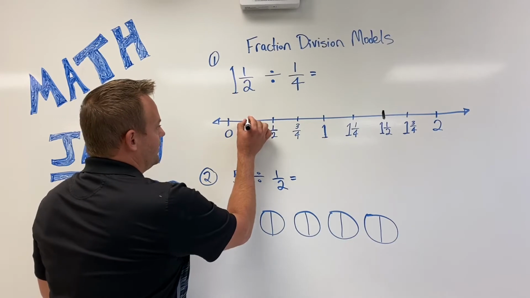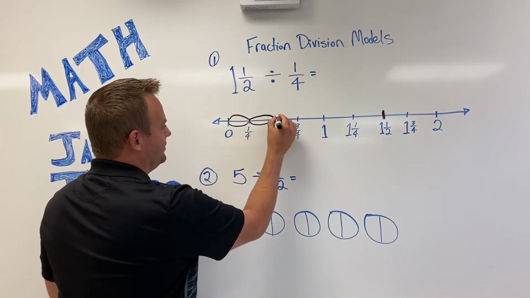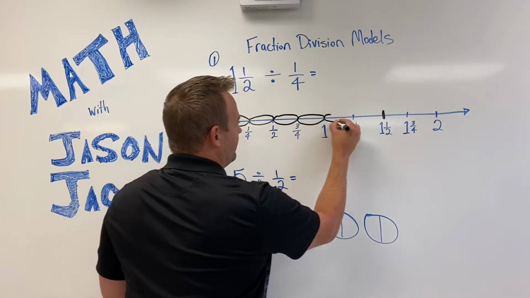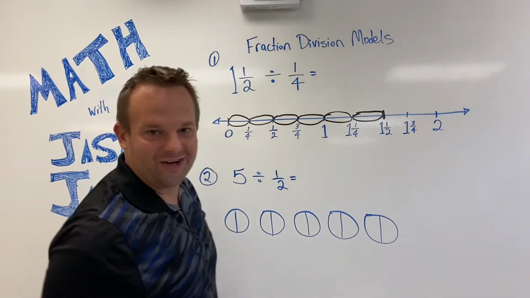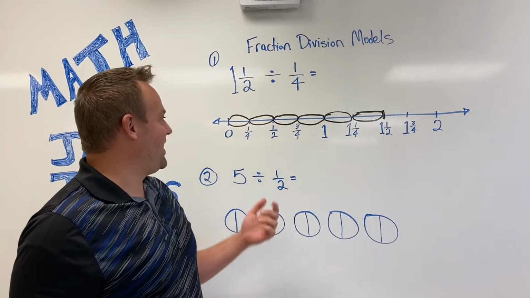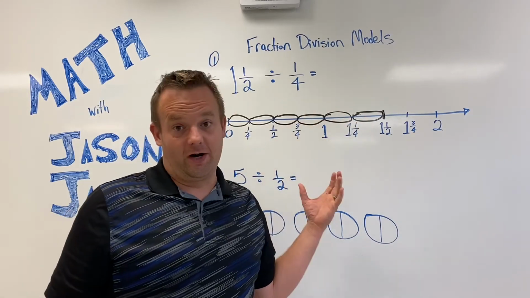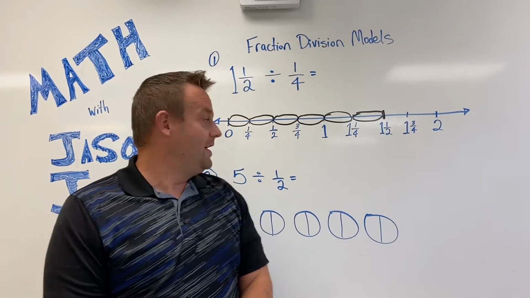So here's one that's 1/4, and another, there's another fourth, there's another fourth, there's another fourth, there's another fourth. They kind of look like little footballs, right? So let's count. 1, 2, 3, 4, 5, 6. 6 fourths go into 1 1/2.